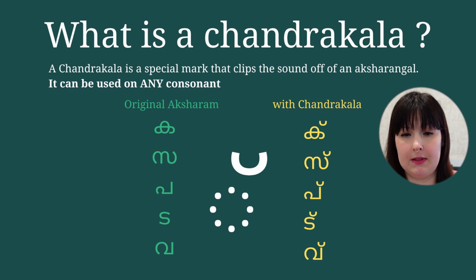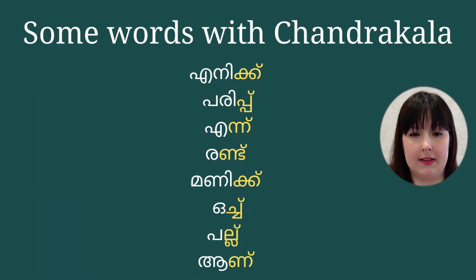Right. Now, sometimes you'll see people spell it with a U or with an accent, or they might leave it off altogether. It's very important not to give it a full U sound. Okay, so let's look at our examples. Enikke. It's not eniku, it's enikke. Enikke. Paripu. En. Rande. Manikke. Oche. Palle. Arne. So it has that small schwa sound.